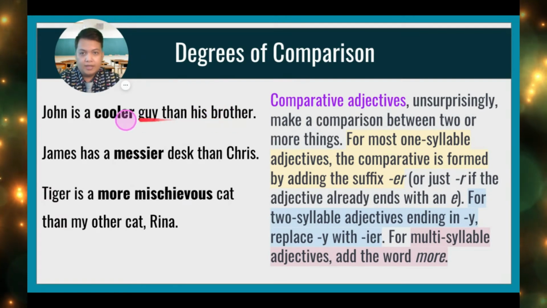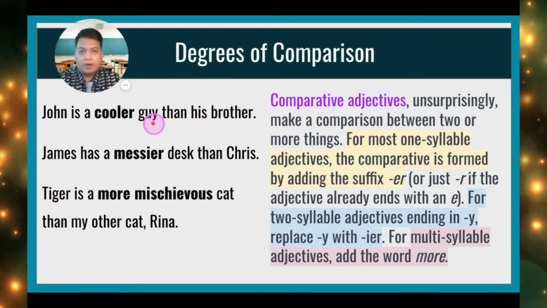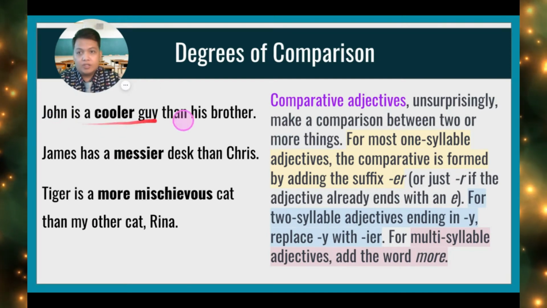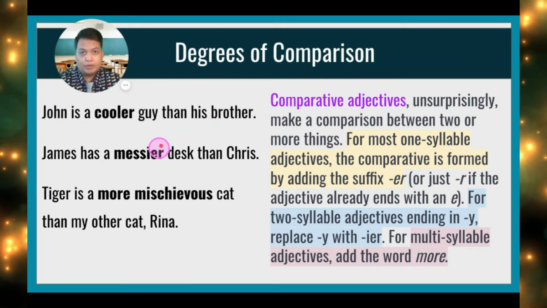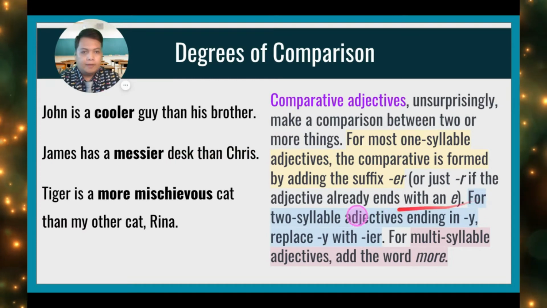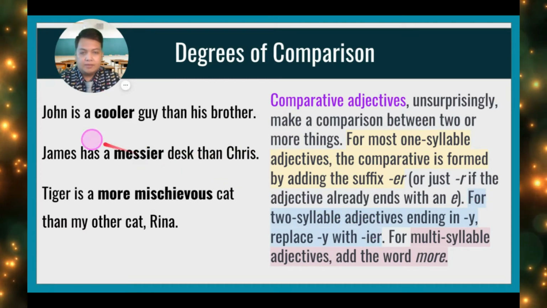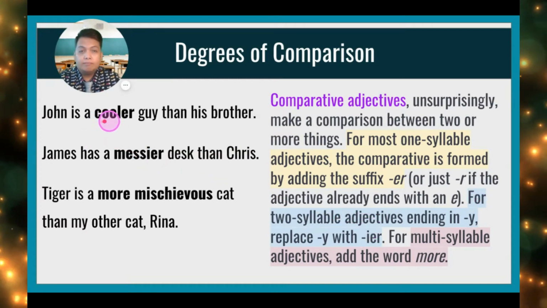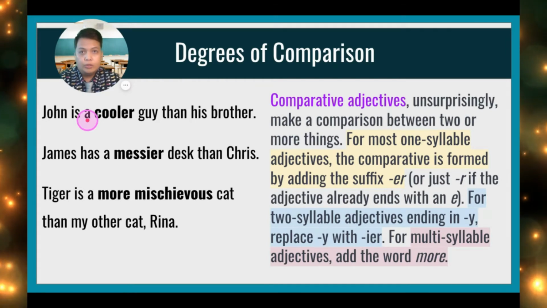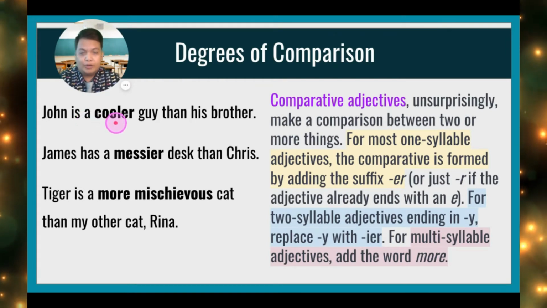Here we are trying to compare two guys, which is John and his brother. Next, for two syllable adjectives, oh by the way, how many syllables do we have for cool? Okay, one syllable word, cool.